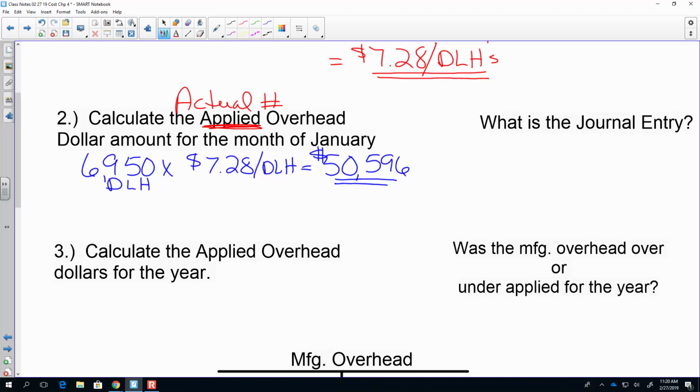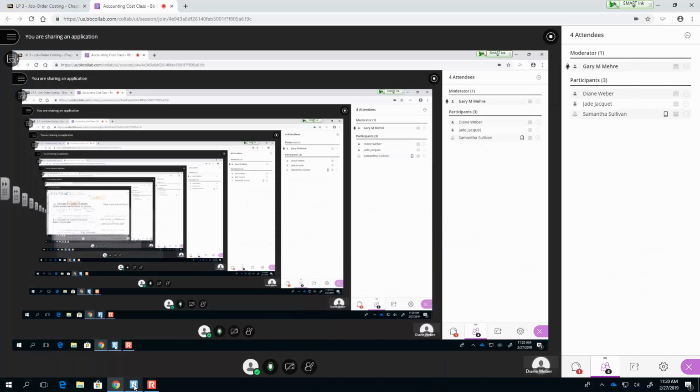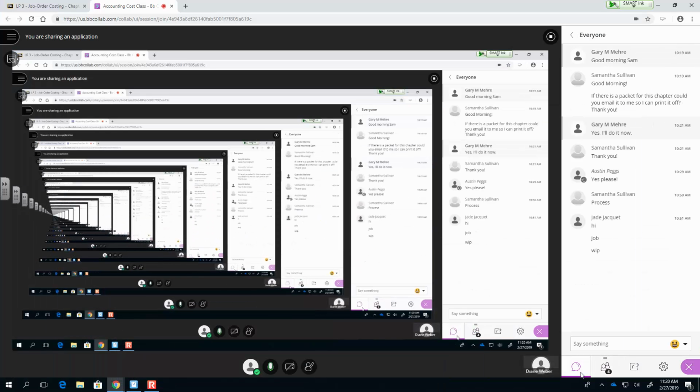Let's make our journal entry and then we'll take our first break. What is the journal entry? What am I applying it to? Where's the overhead going to, Liz? Which account? Work in process? Work in process, inventory, yes. Thank you, Jade, excellent.